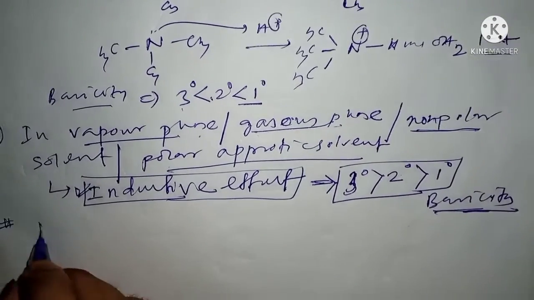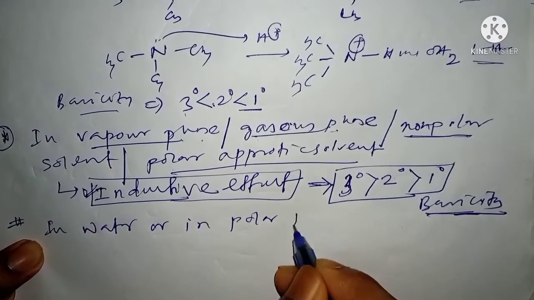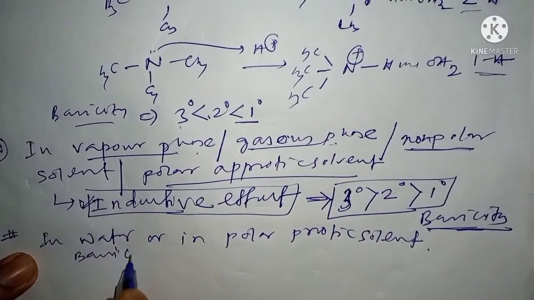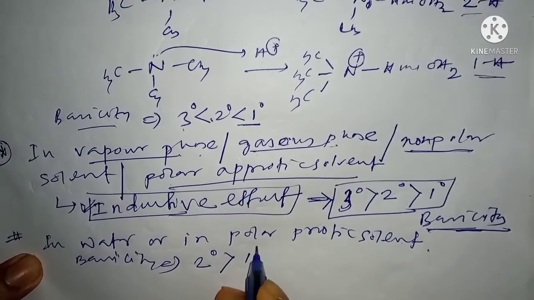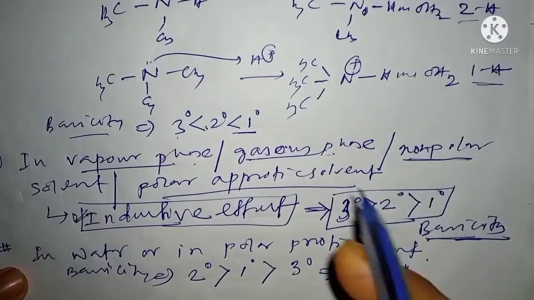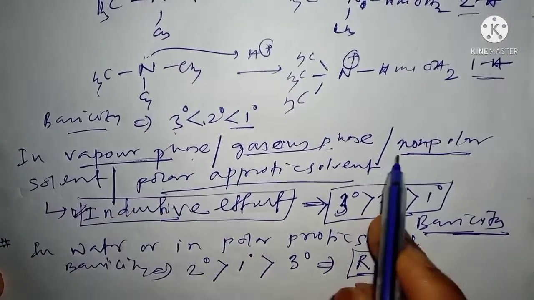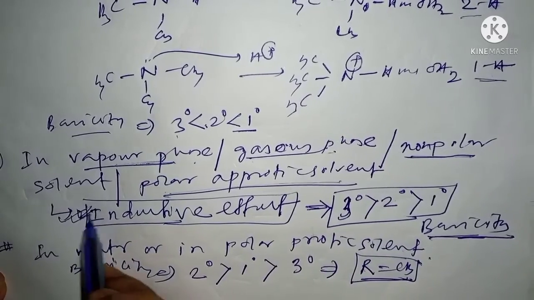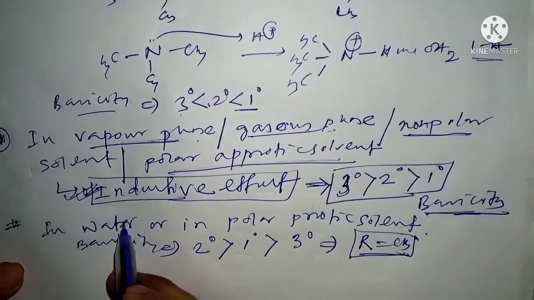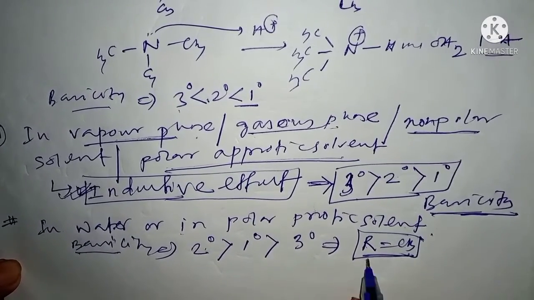Now in the case of water or a polar protic solvent, the basicity order changes. The basicity order is 2 degree greater than 1 degree greater than 3 degree when R equals CH3. So in gaseous phase, vapor phase, non-polar solvent or polar aprotic solvent, inductive effects are predominant: 3 degree greater than 2 degree greater than 1 degree amine. But in water or a polar protic solvent, the basicity order changes: 2 degree greater than 1 degree greater than 3 degree when R equals CH3.